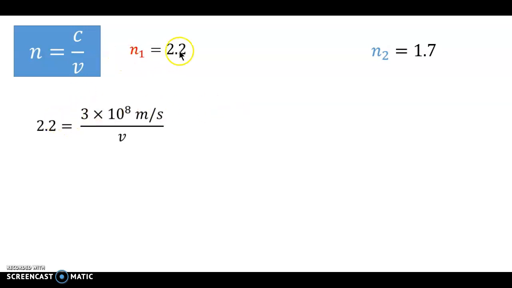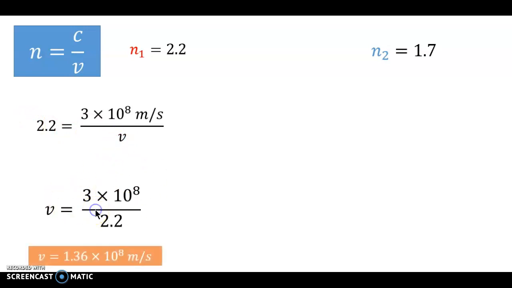So here, directly substitute: 2.2 equals 3 times 10 to the 8 meters per second over V. I'm able to substitute both of them, so V comes here, 2.2 comes here. Use your calculator. So V for V1 is 1.36 times 10 to the 8 meters per second.